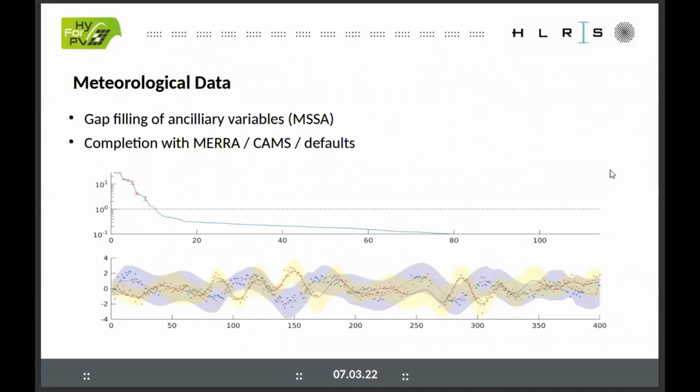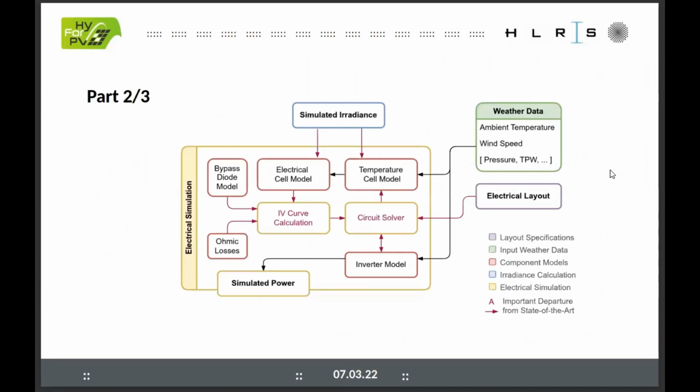Some algorithms for gap filling. We're using now something called multivariable singular spectral analysis, which allows you, for instance, if you have 2 days without temperature measurements, you can infer it from the neighboring variables correlating with irradiance, and then have a coupled temperature irradiance gap filling over that period. Right now, we only use it by default for ancillary variables, temperature, pressure, relative humidity, etc.